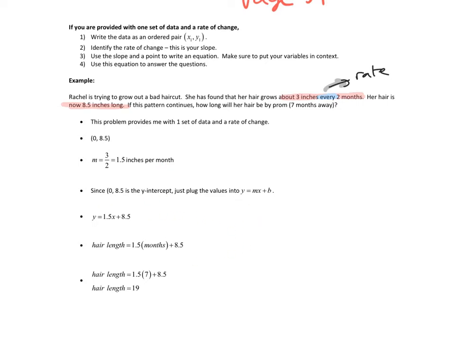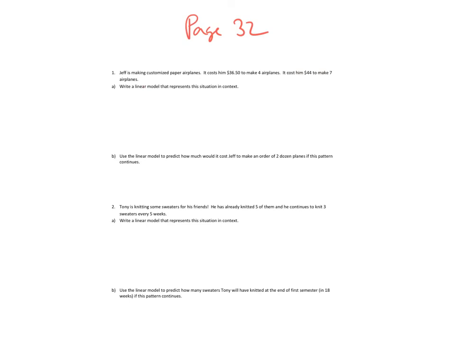I'd rather spend some time doing a couple problems with you. So let's flip to page 32. All right, got a problem here. Jeff is making customized paper airplanes. It costs him $36.50 to make 4 airplanes, and it costs him $44 to make 7 airplanes. Write a linear model that represents the situation in context.